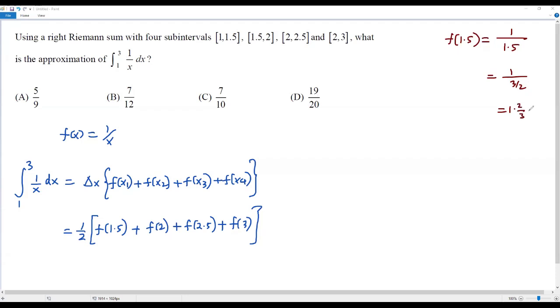Then I'm getting 2 over 3. 1 times 2 over 3 is 2 over 3. Okay, now I got the value of f of 1.5, that is 2 over 3. So now I can plug in 2 over 3 for f of 1.5. Let me do it. So 2 over 3.